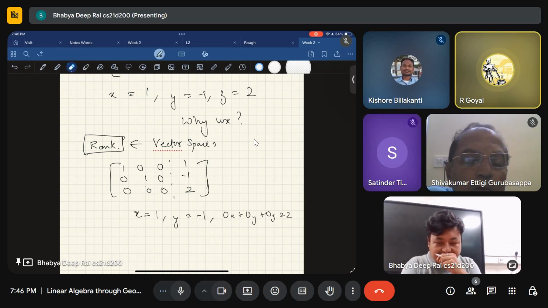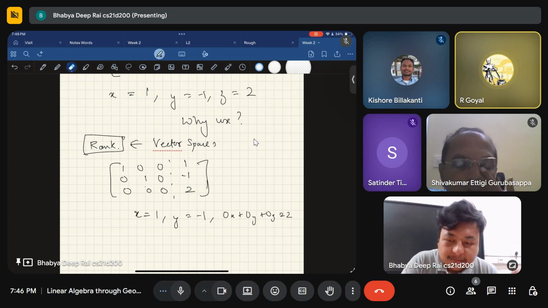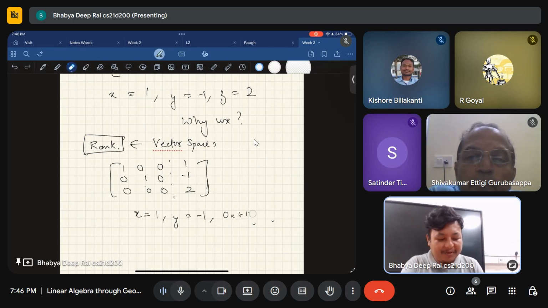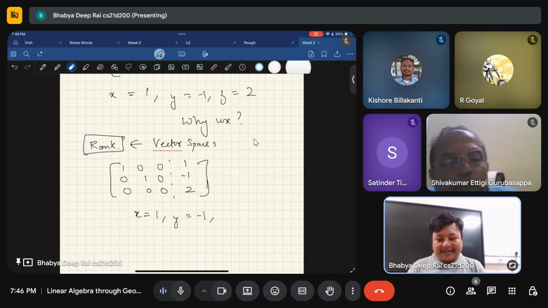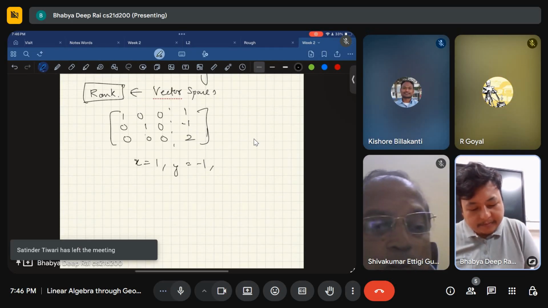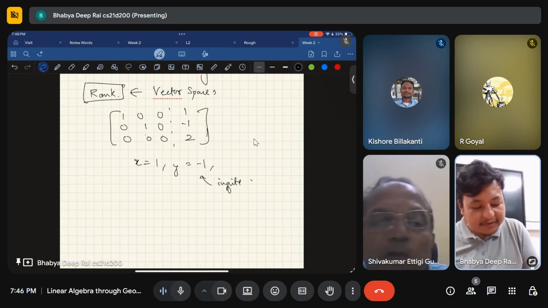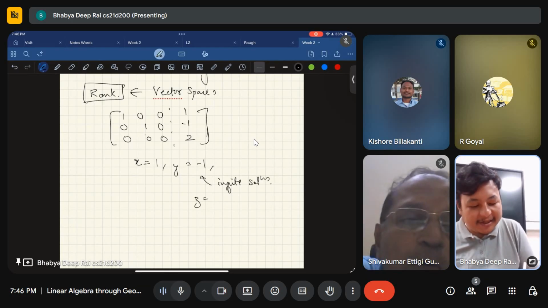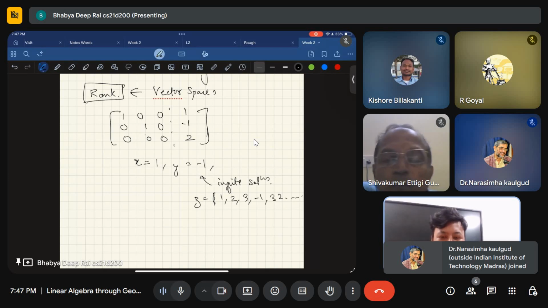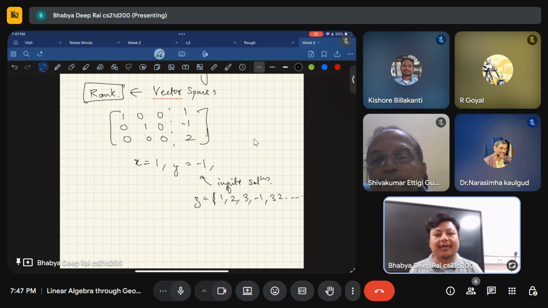If after making lots of simplification we come up with a situation where the last row comprises all zeros, then this would mean that no new information is added by the third plane. Exactly. So what does that mean? It means that there are infinitely many solutions. Why infinite solutions? I can take z equals 1, 2, 3, minus 1, 32, whatever. There are infinitely many combinations that I can come up with.